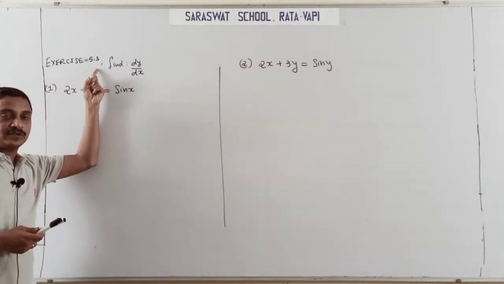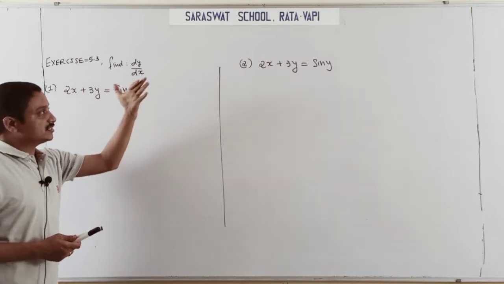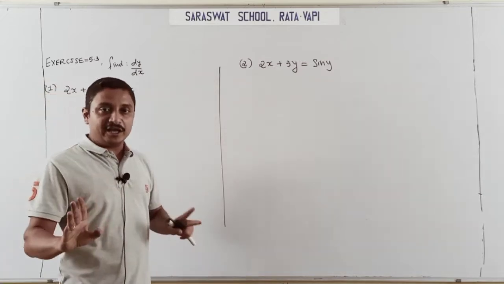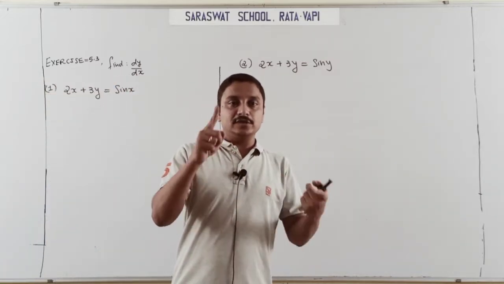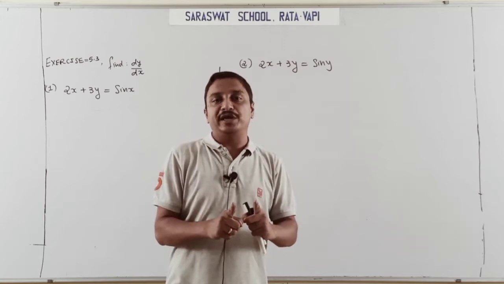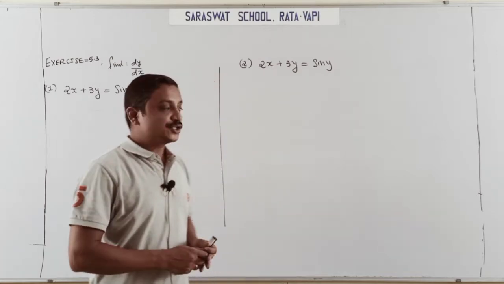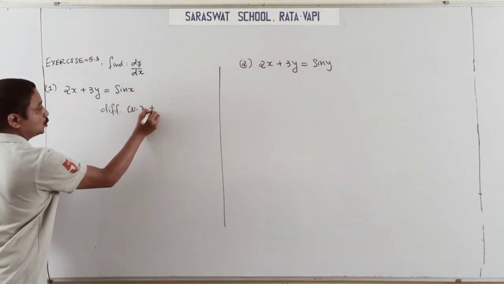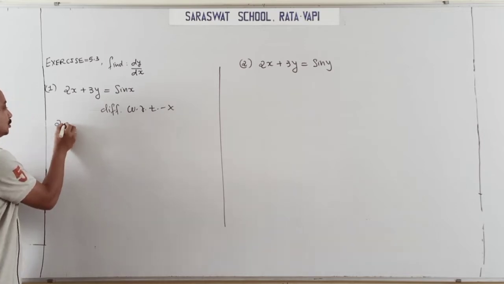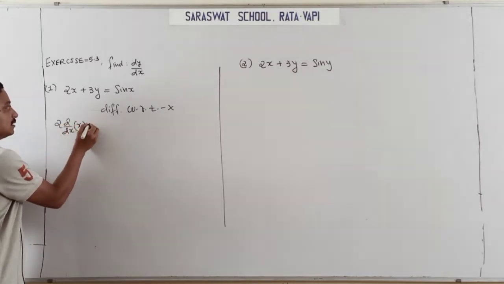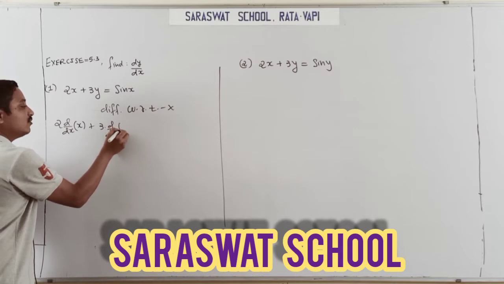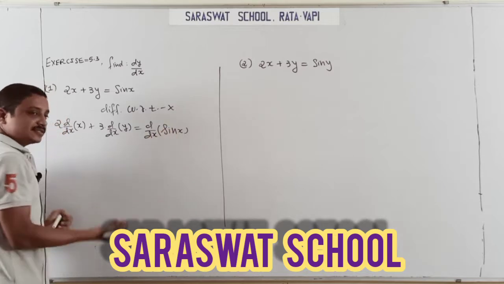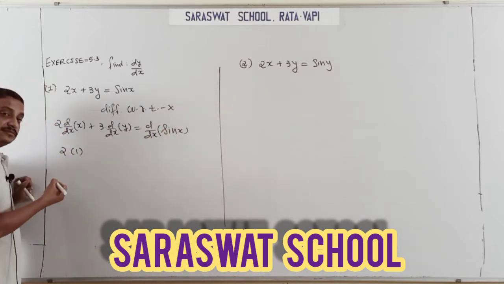Exercise 5.3. Find dy by dx for implicit functions, first and second equation. One more time repeat students, implicit is nothing but x and y given in the equation, variables forming either both sides or either one side. So here I start differentiation with respect to x. So 2 dy by dx of x plus 3 dy by dx of y, and here dy by dx of sin x, same, x. So finally done. It is 1.